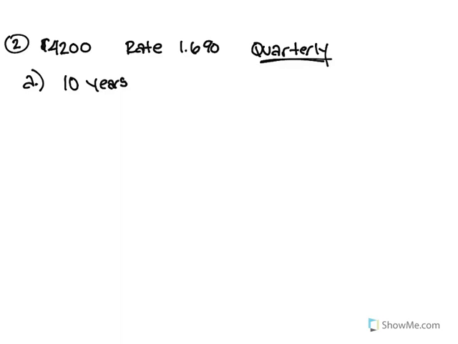You deposit $4,200 in an account that has a rate of 1.6%, and the interest is compounded quarterly. Okay? A says, how much money will you have after 10 years? 0.3? Think about it. Okay. Y'all in the right ballpark, but not with the decimals though.